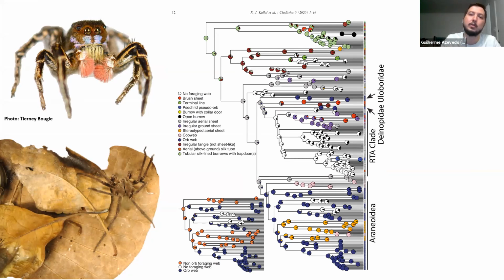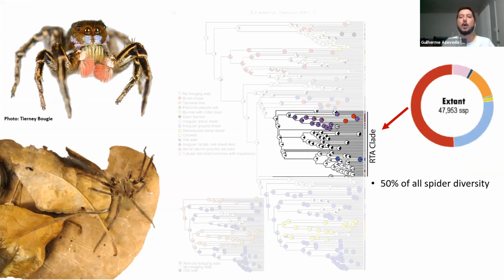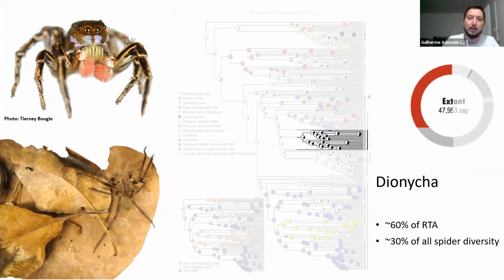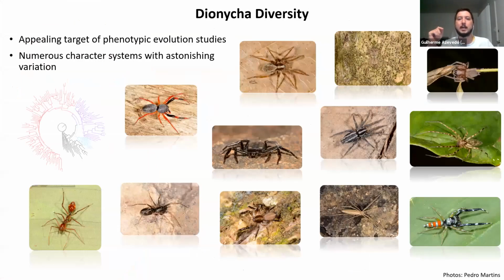But what I would like you to pay attention to here is this clade, the RTA clade, which comprises 50% of all spider diversity. And inside this clade, we have another clade, the Dionycha, that are 60% of RTA and 30% of all spider diversity, and they do not build webs at all. So they have this amazing diversity inside Dionycha. They are ecologically diverse, they are taxonomically diverse, and there are a lot of character systems just waiting to be studied and to understand their evolution.